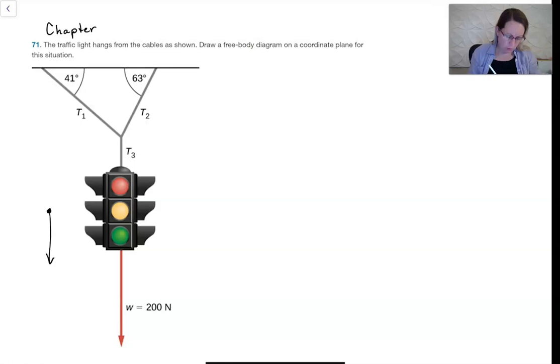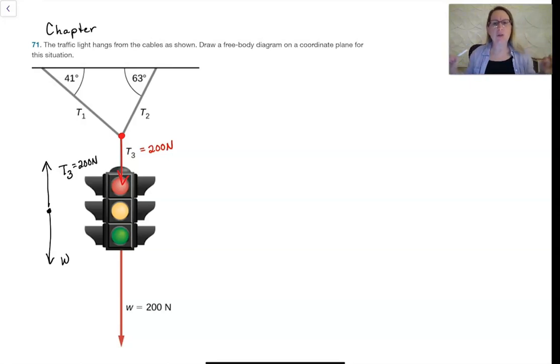Notice we have the weight down, and T3 is up, and since it's not accelerating up or down, those are equal to each other. And so T3 is equal to 200 newtons. That's fine. What I'm more interested in is the force diagram really on this knot. That's what's going to allow me to figure out what T1 and T2 are, because we've already figured out that T3 is equal to 200 newtons.